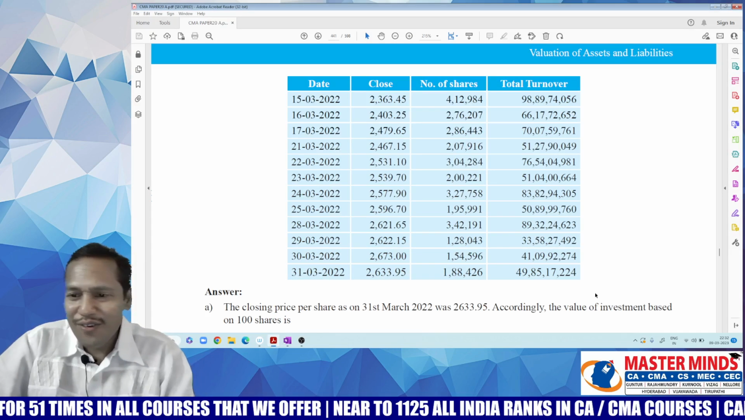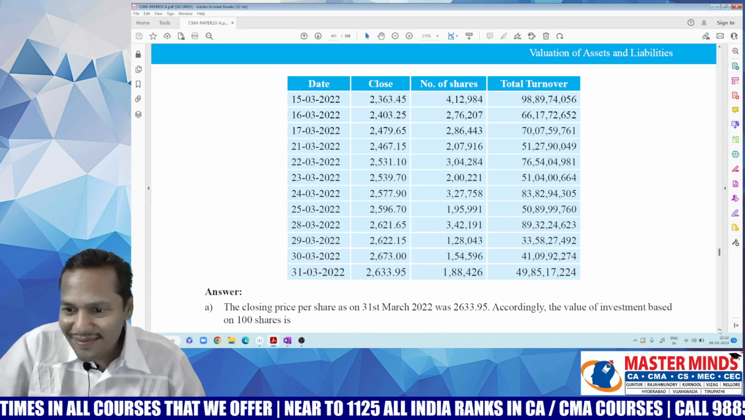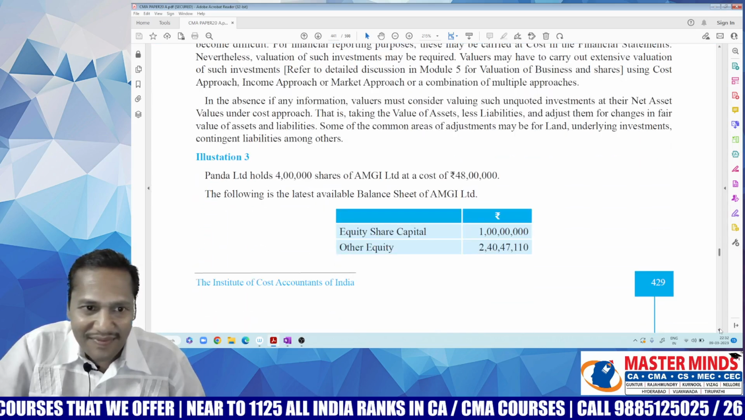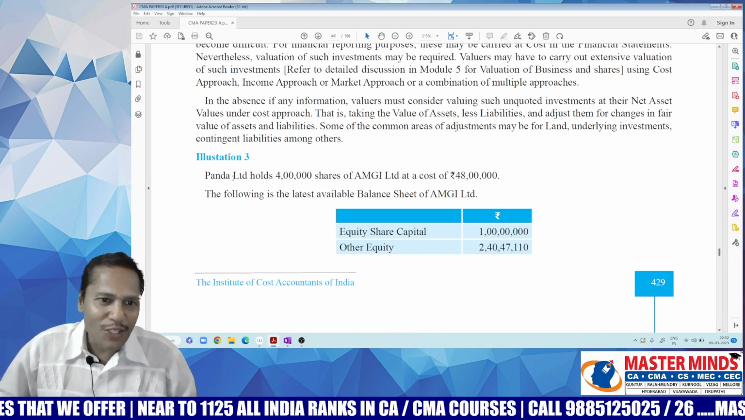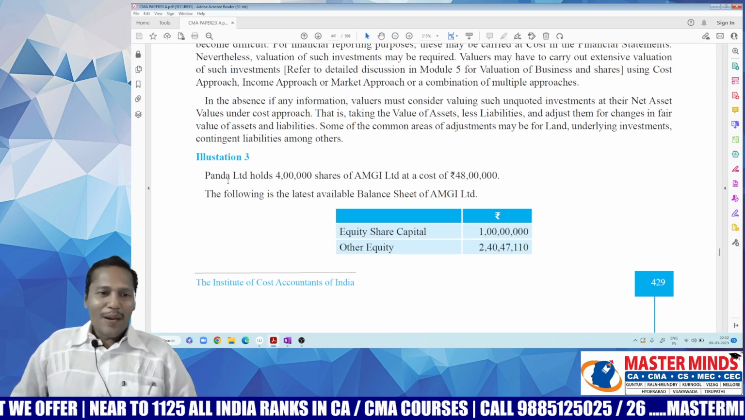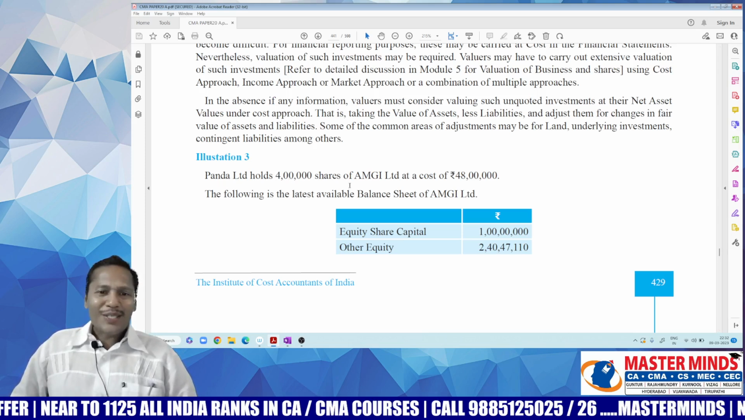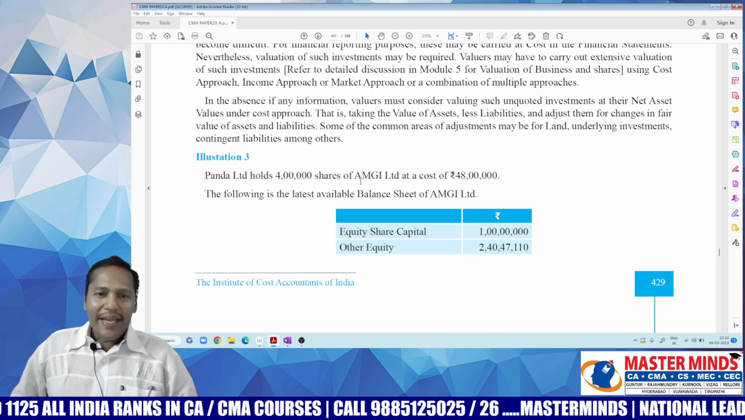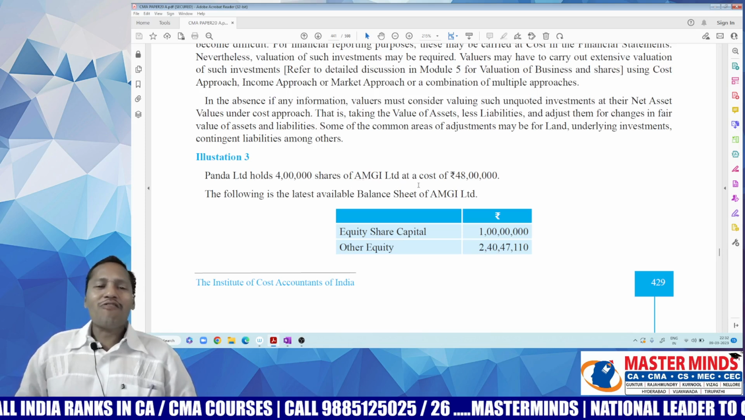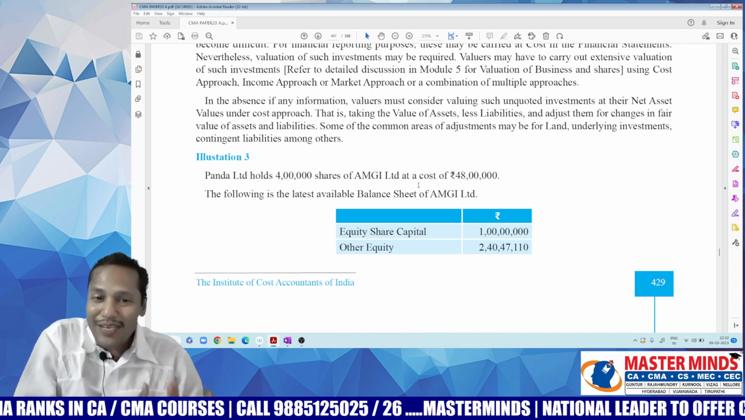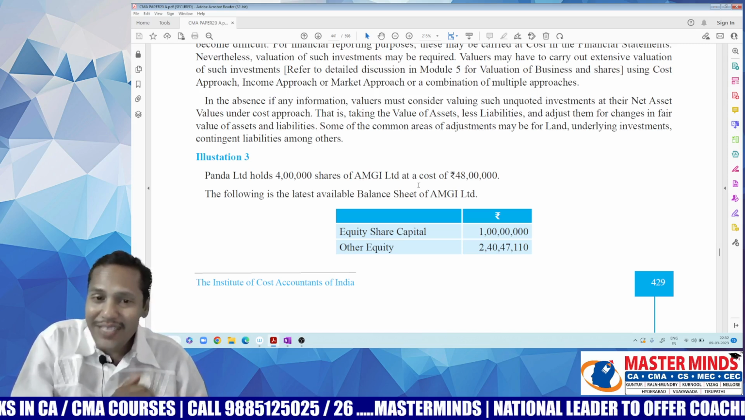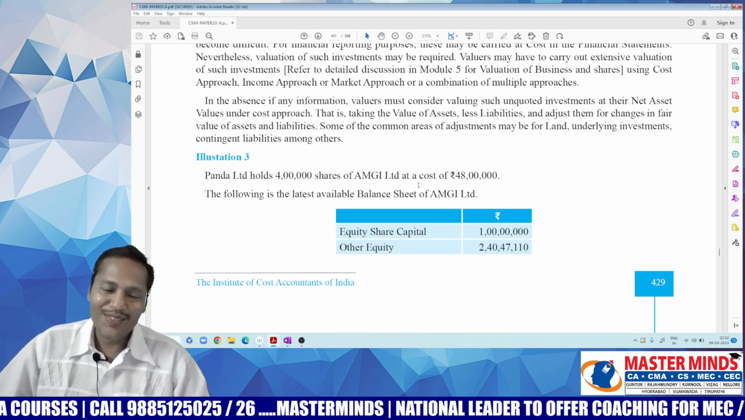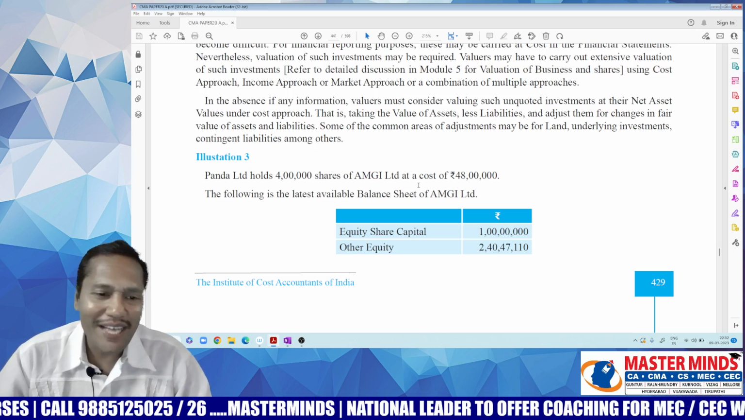We'll go for one more illustration. Illustration 3. Panda Limited holds 4 lakh shares of AMGI Limited at a cost of 48 lakhs. So Panda Limited has invested in 4 lakh shares of AMGI Limited at a cost of 48 lakhs. That is 12 rupees per share it has invested.